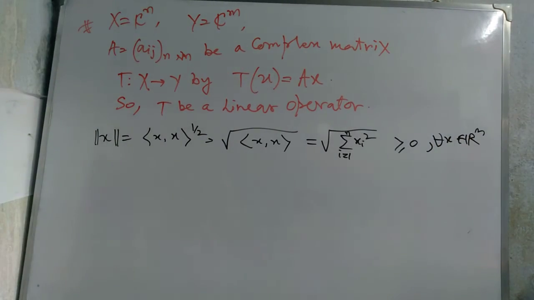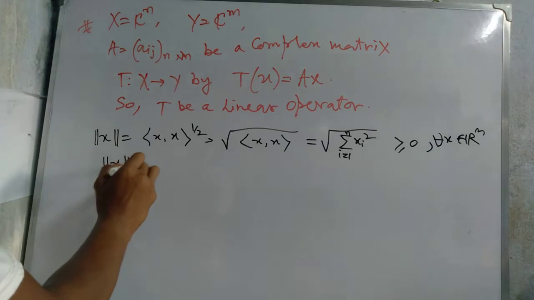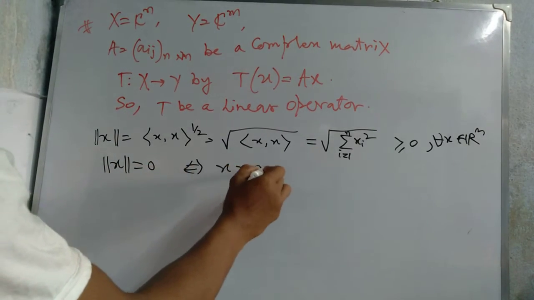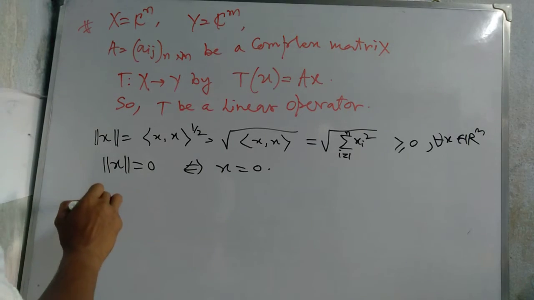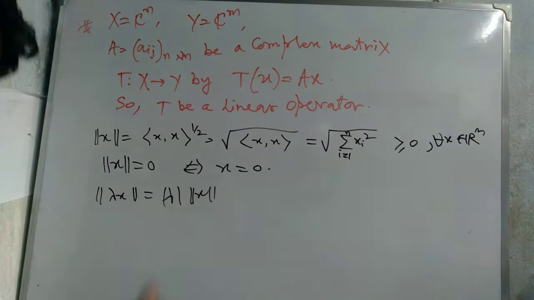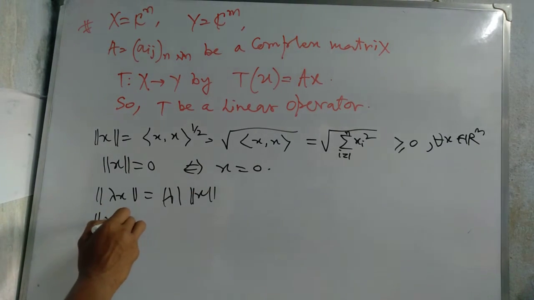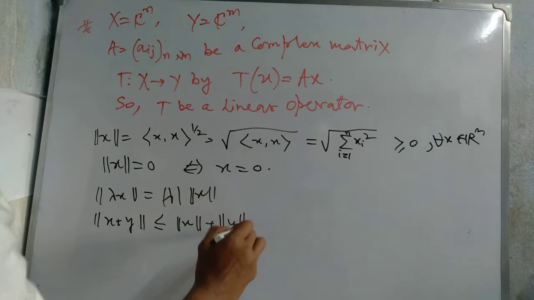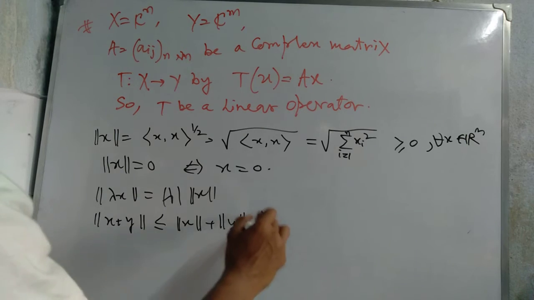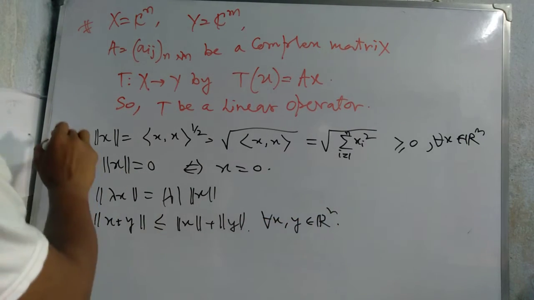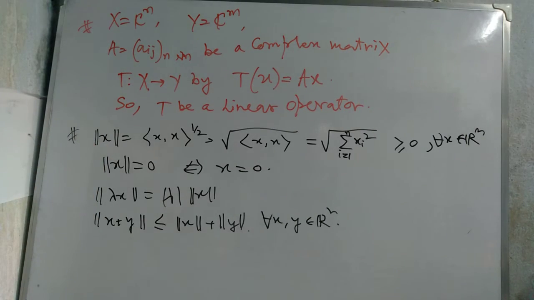Then norm of x equal to 0 implies x equal to 0, and norm of lambda x equals mod of lambda times norm of x. And norm of x plus y is less than or equal to norm of x plus norm of y. These conditions hold for any norm. Also write this one here.